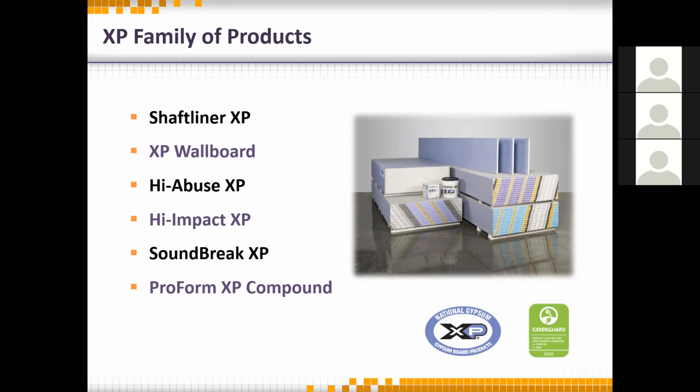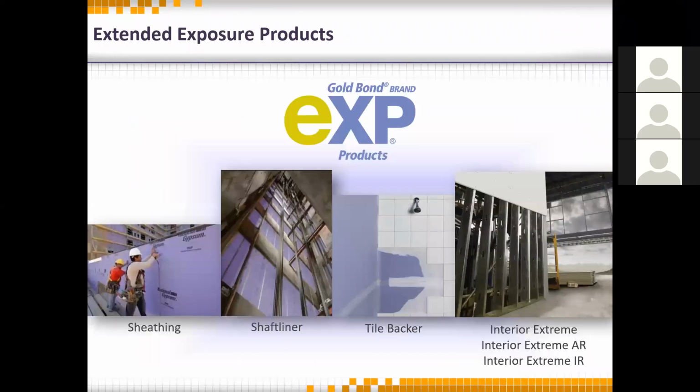Now all of these are interior products: shaft liner, wallboard, and then we have it in abuse or impact resistance. We have our Sound Break, which has 2 layers of gypsum with a viscoelastic polymer in the middle to act as a sound dampening to increase STC in your wall assemblies. And of course, we have our own mud products that we'll talk about in just a bit as well.